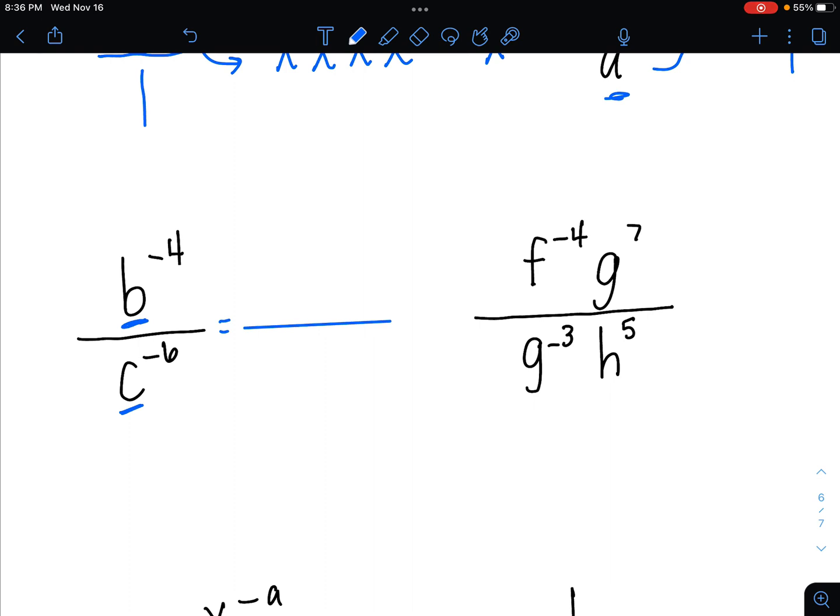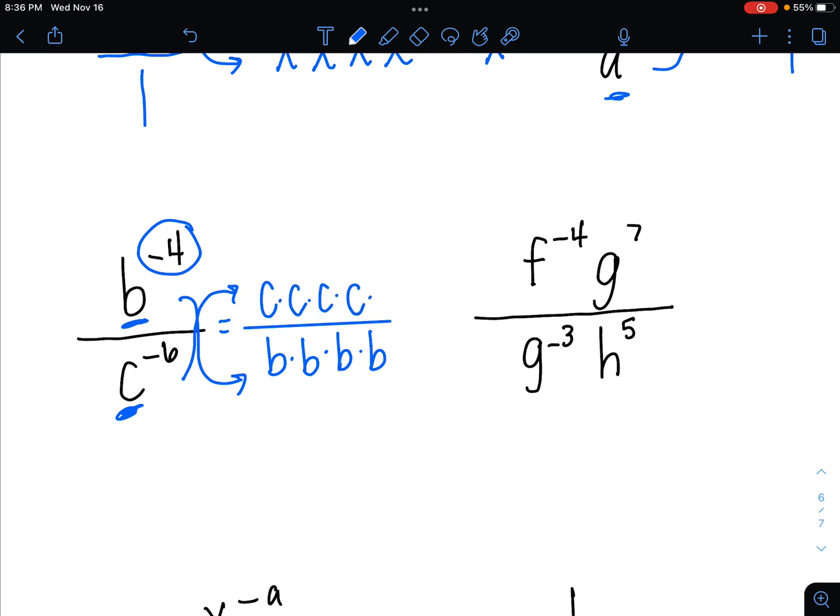I know that since this negative 4 is the exponent and it's in the numerator, it's actually going to move down to the denominator, and my 4 b's are going to go there. And we're looking here. We have c to the power of negative 6, and that negative 6 is in the denominator, so we are going to flip it, and it's going to go to the numerator. So my 6 c's are going to go into the numerator. 1, 2, 3, 4, 5, 6.